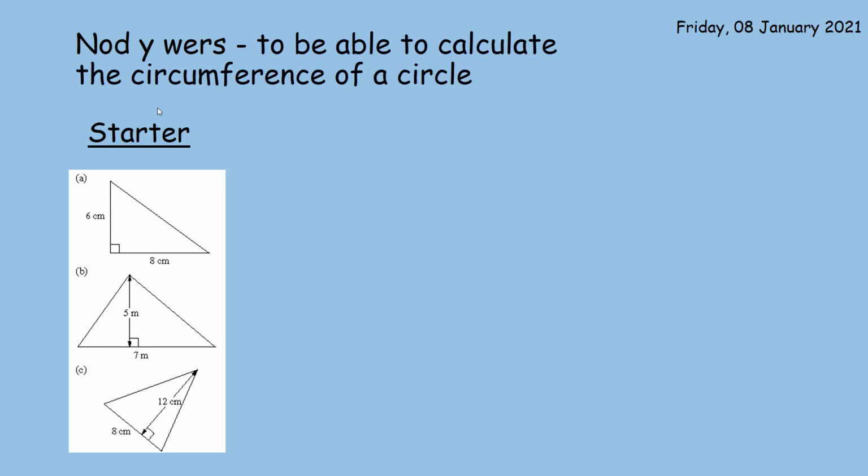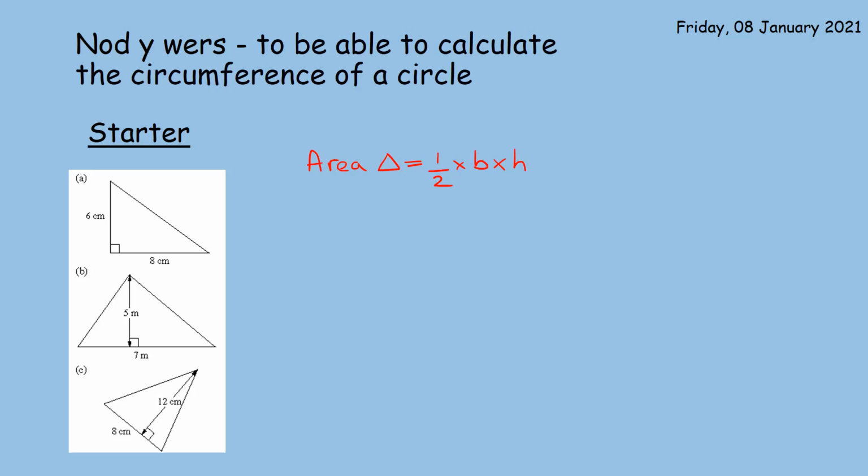But for our starter, I'd like you to calculate the area of these three triangles. So try and remember that the area of a triangle is equal to a half multiplied by the base multiplied by the vertical height of the triangle. So while you're working on those, just pause and we'll come back and mark our own.